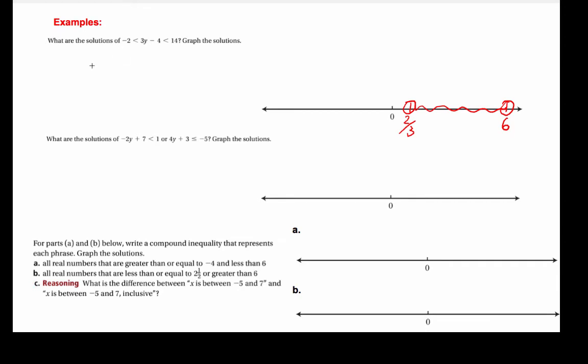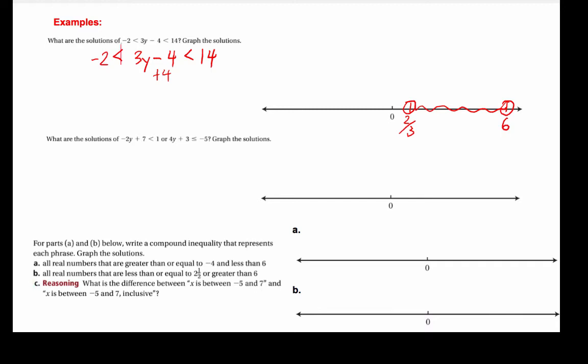I'm just going to work with it as it's written. Negative 2 less than 3y minus 4 less than 14. What I'm going to do is, instead of breaking this up into 2 separate inequalities, I'm going to work with this all together. I'm trying to isolate y. This time I'm trying to isolate y in the middle, because remember, graphically, our solutions are all values in between these 2 values. So we're just basically going to try to isolate y here in the middle. So I'm going to add 4.